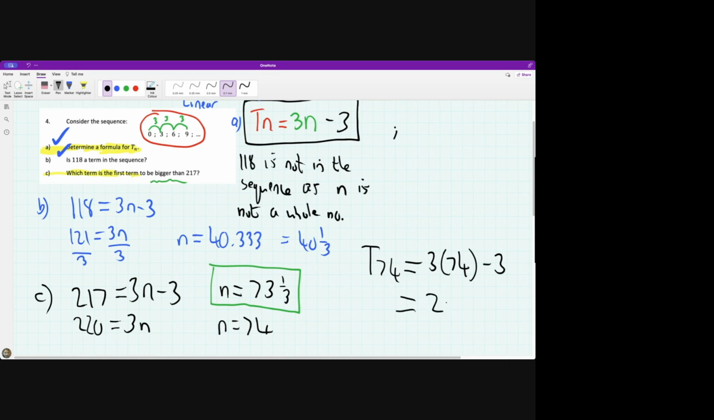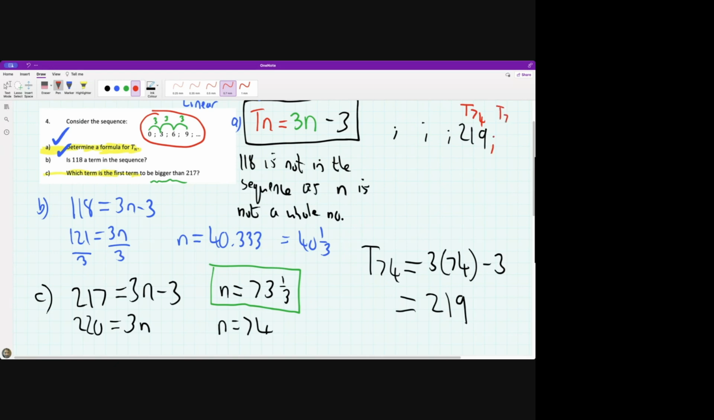Pabilero, Buchle, Callan, you guys are on the money. It's 219. So if you imagine things going on and going on, eventually there's going to be a point at which I get to 219 in this number pattern, and that is going to be T74, or the 74th term.